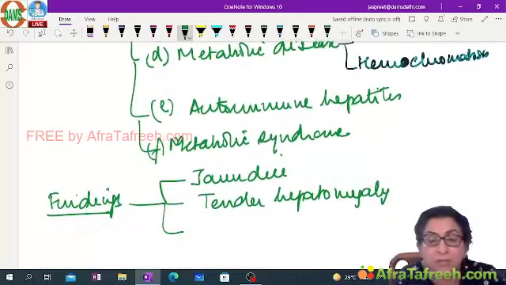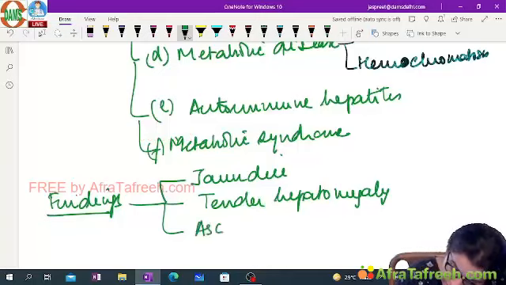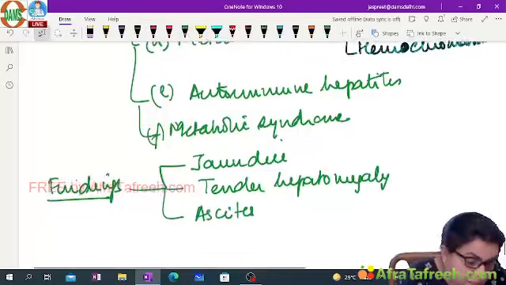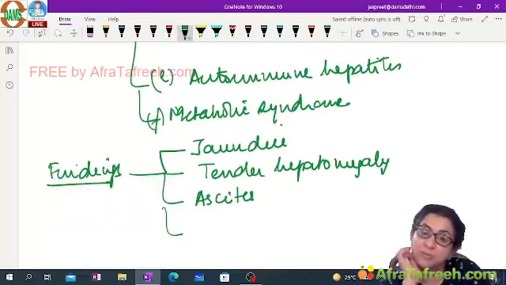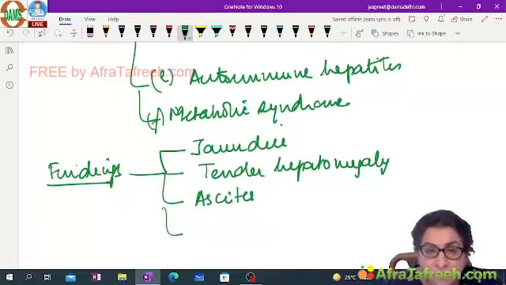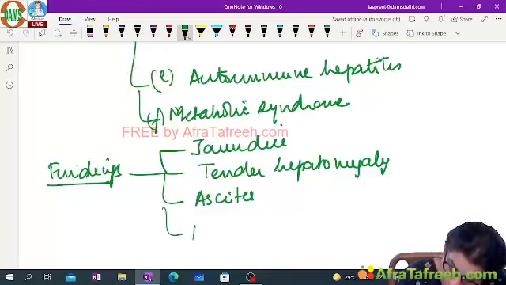Third, they develop ascites. So the liver is not functioning properly. There is a big tumor in the liver, and enough albumin is not being produced. So they have ascites. Fourth, if you remember, we covered paraneoplastic syndromes. So these hepatocellular carcinomas can produce erythropoietin, which leads to polycythemia.